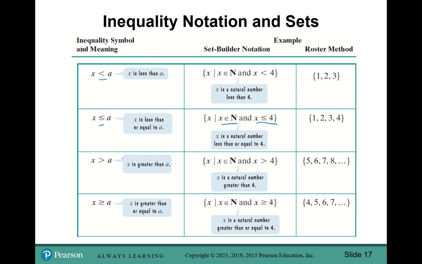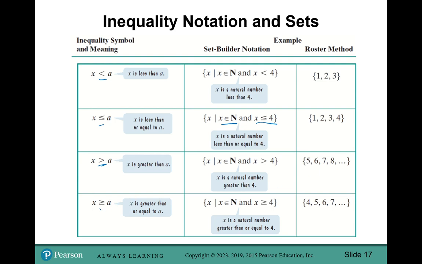If we look and remember that the symbol here means greater than, our set builder notation here is x such that x is in the natural numbers and x is greater than 4. That means basically we're looking at the natural numbers. We're looking at all numbers greater than 4 in the natural numbers. That means we start with 5 and essentially continue upward by 1. So 5, 6, 7, 8, comma, dot, dot, dot to indicate that our pattern keeps going upward.